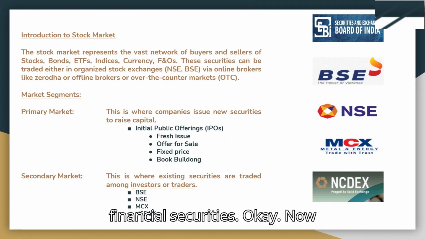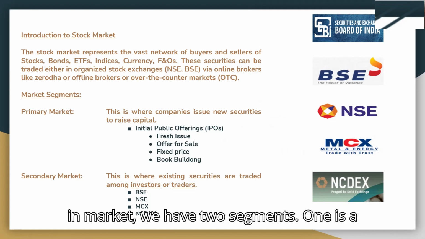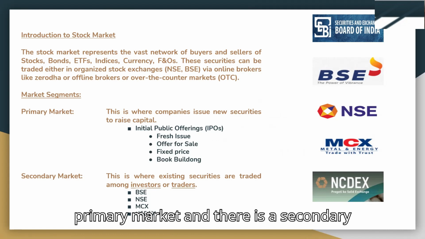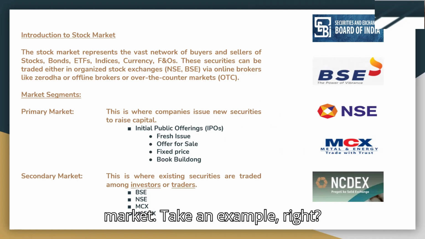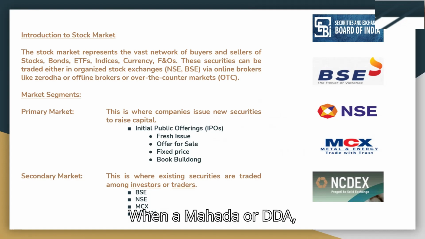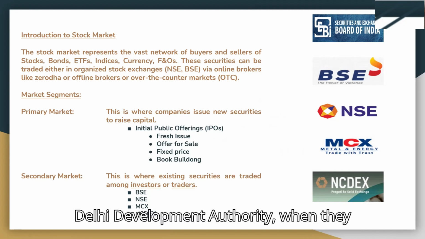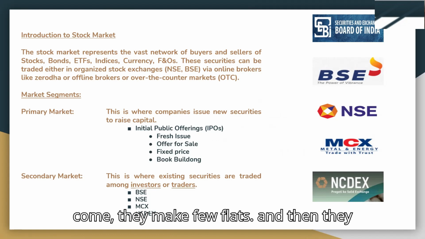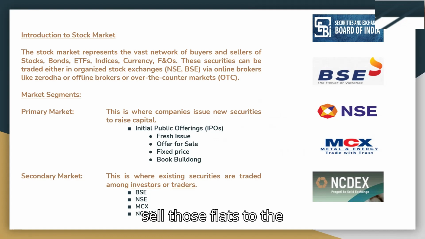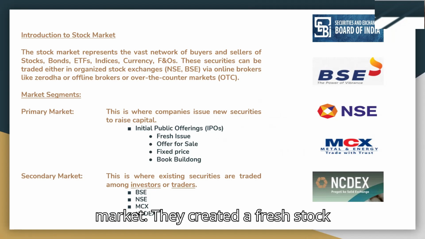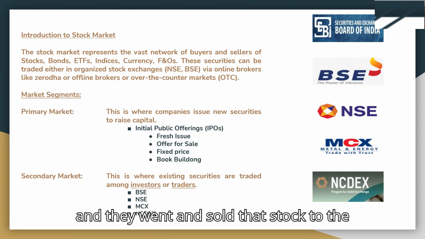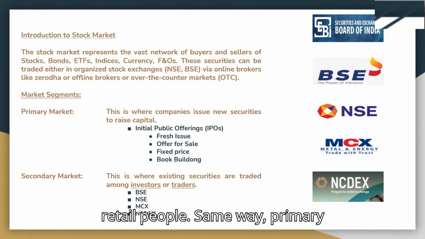Now in the market, we have two segments: one is a primary market, and another is a secondary market. Take an example: when MHADA or DDA, Delhi Development Authority, makes a few flats and sells those flats to retail people, that is a primary market. They created a fresh stock and sold it to the retail people.